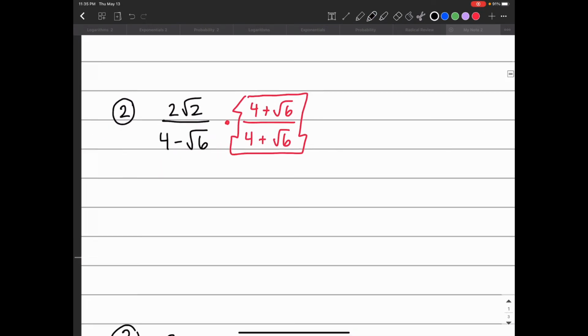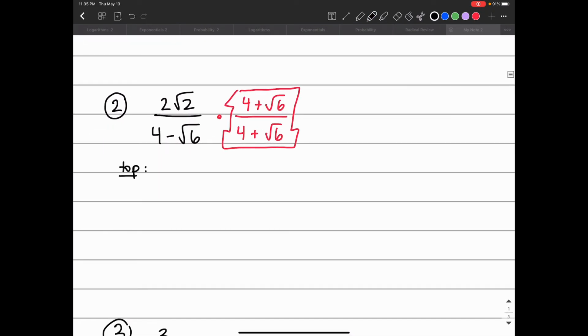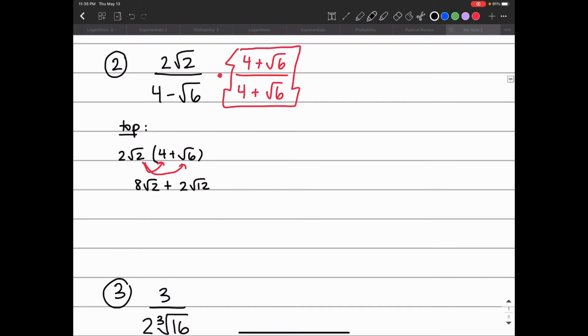I like to, off to the side, separate my top and bottom. So I do 2 square root of 2 times 4 plus the square root of 6 for the top. I am distributing that 2 square root of 2 to both terms. I have 8 square roots of 2 plus 2 square root of 12. I can take out a square root of 4 here. So I have the square root of 4 times the square root of 3 times 2 plus 8 square roots of 2. And I'll end up with, simplified, 8 square roots of 2 plus 2 times, this is 2, which is 4 square roots of 3. So this is the top of my fraction.